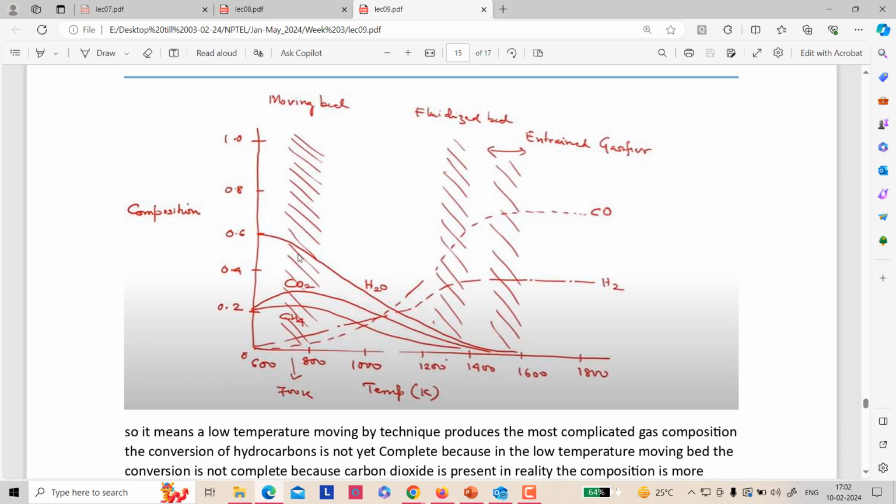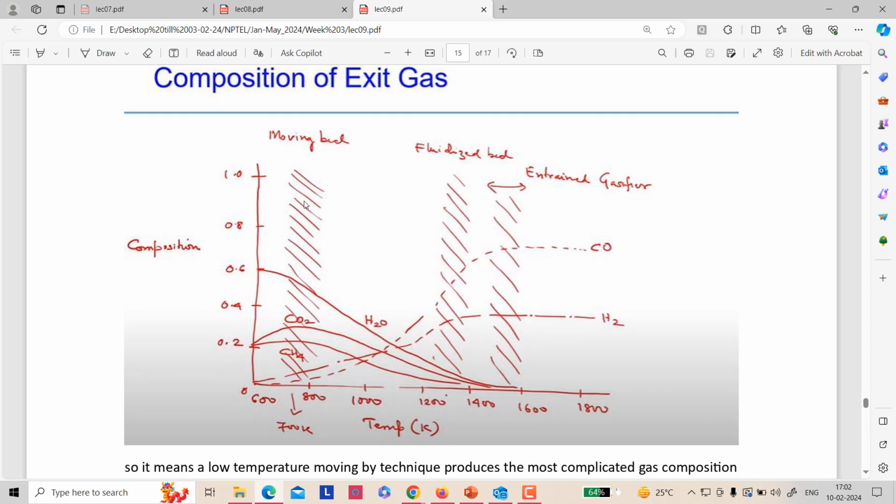So here not all the carbon or carbon dioxide is converted to carbon monoxide or hydrogen. There are still other compounds along with the syngas, maybe some phenolic compounds or some hydrocarbons. So the moving bed product has a complex composition.